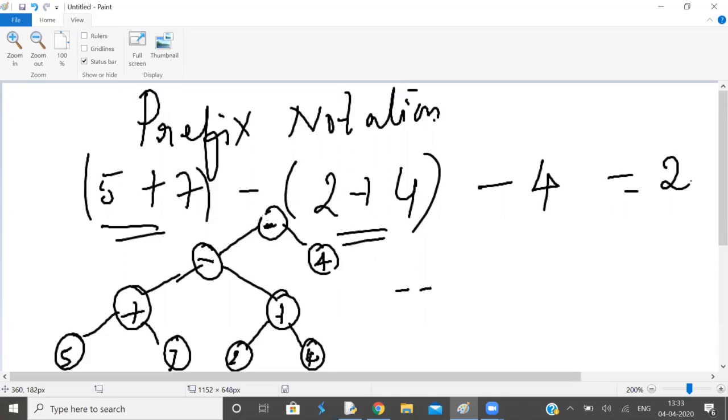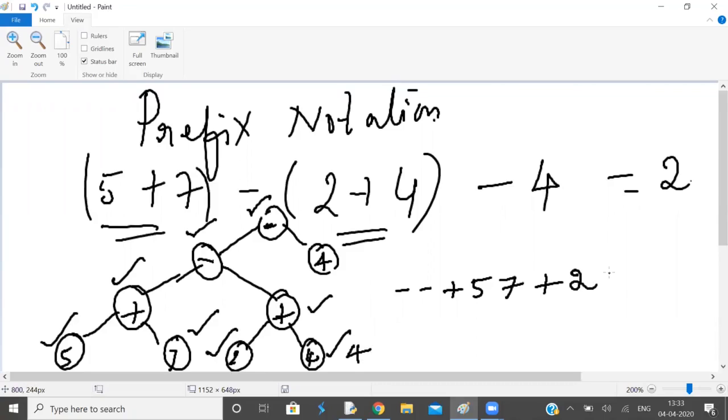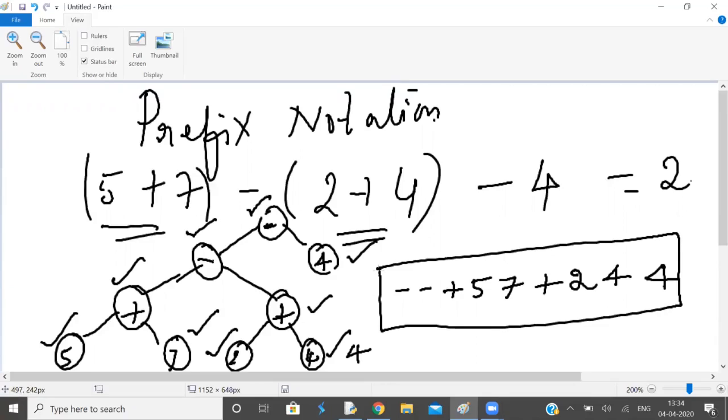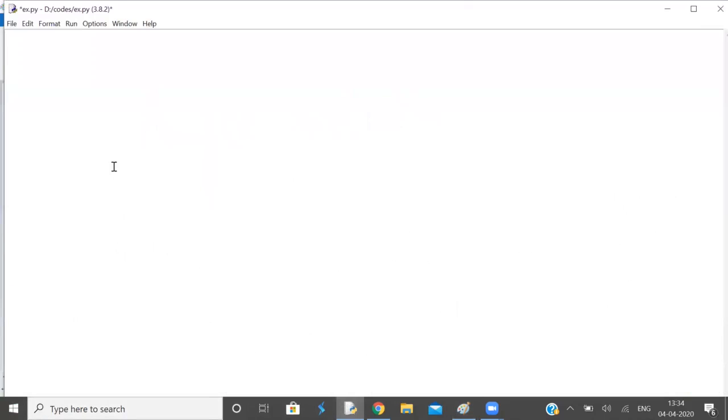Minus, minus, minus, followed by this minus, followed by this plus, followed by 5, followed by 7, followed by this plus, followed by this 2, followed by this 4, and followed by this 4. Okay. So we create a stack. So this is minus minus plus 5, 7 plus 2, 4, 4. This is what is string?